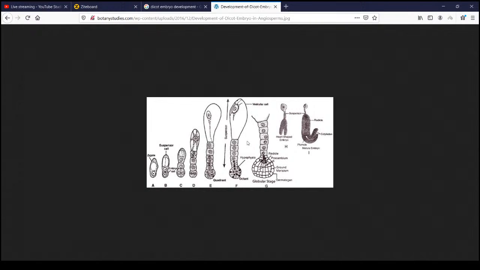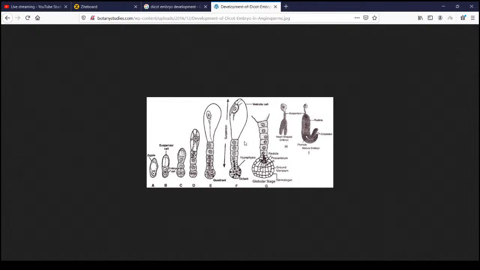Now the four cells next to the suspensor are termed as hypobasal or posterior octants. You can see here posterior octants. While the remaining four cells make the epibasal or anterior octants. The next four will be called the epibasal or anterior octants.